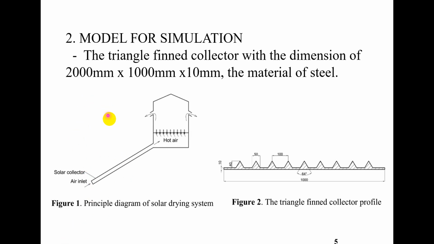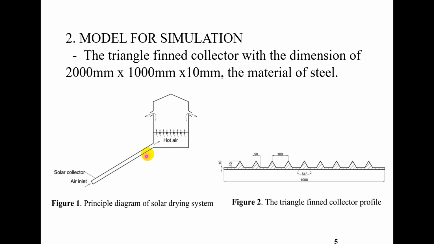And this is the model for simulation. As you know, this drying chamber is a solar collector, and when the sunlight penetrates the glass, it heats the collector. Therefore, the air will increase in temperature, and then the hot air comes into the chamber, heats the food, and picks up the moisture of the food, and then it is stored.